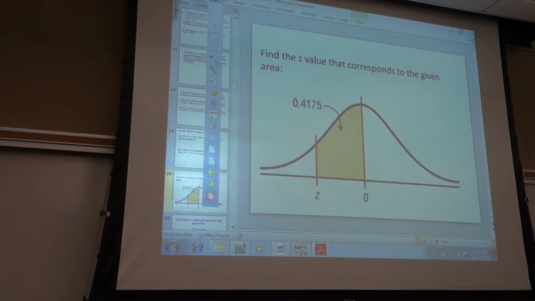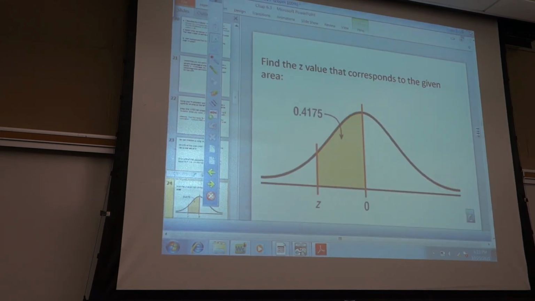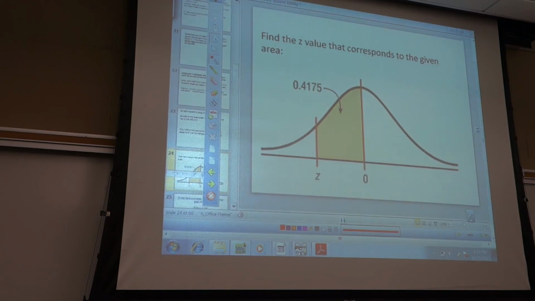Here's another one. I think this might be in your homework. I'm not sure. But I want this green area here. I don't know what the green area is. I need to find it so I can do inverse norm. So I want this fella there. I only get him if I can find that area. So can I find that area? Can I find this area here?